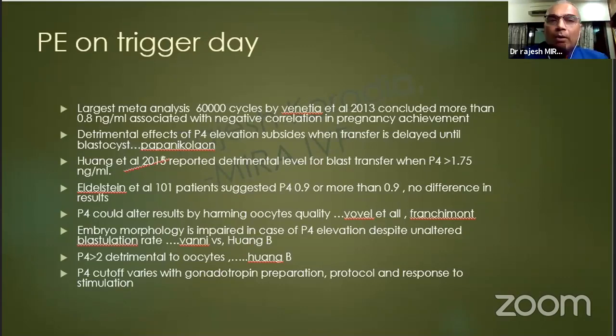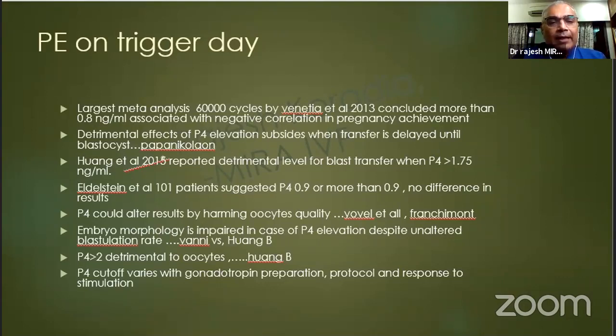Because so far, we all believe that when there is a progesterone elevation, it only affects the endometrial receptivity. No, it is not true. If it is elevated significantly beyond 2, then definitely the oocyte quality is also affected. And when frozen embryos formed from such oocytes are transferred later in a frozen embryo transfer cycle, results are definitely compromised. So according to the new understanding, the progesterone level beyond a certain level is harmful to the oocyte, not only to the endometrium. So the P4 level cutoff varies with the gonadotropin preparation protocol and response to the stimulation.